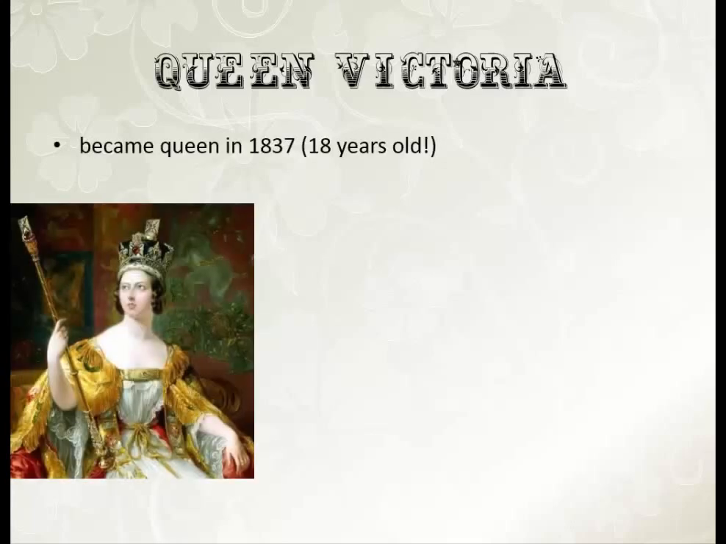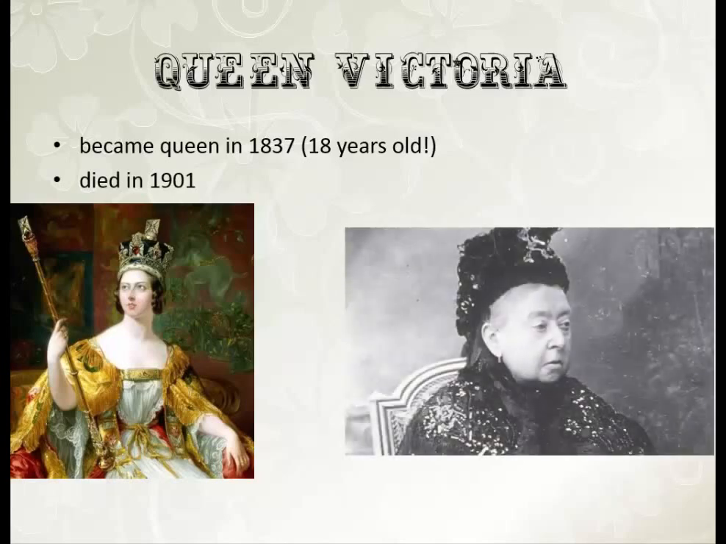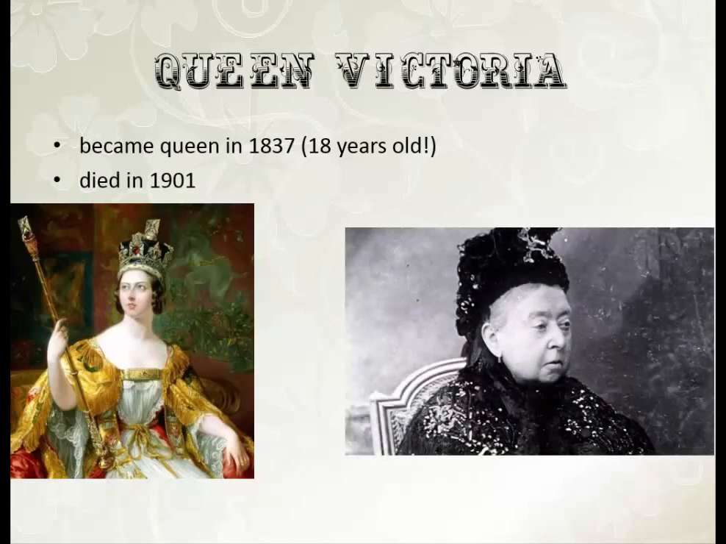The Victorian Era is named after Queen Victoria. She became Queen of England in 1837 when she was only 18 years old. She looked something like this. Victoria ruled until she died in 1901, after 64 years as Queen.